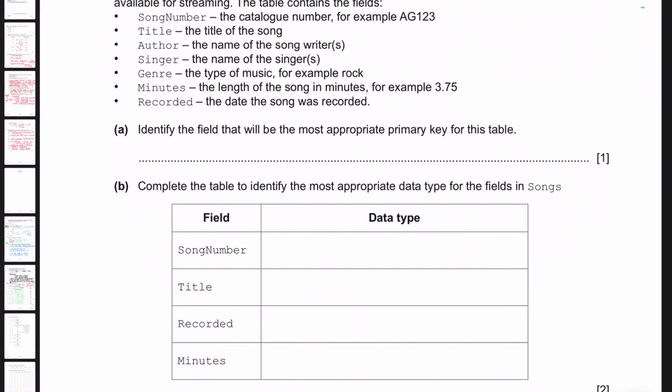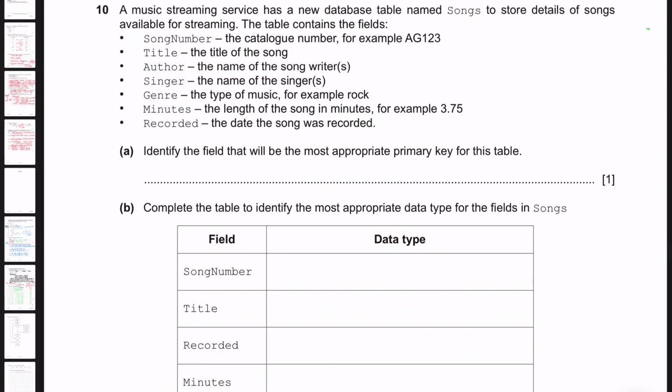Question 10. Okay, looks like we've got a little mini database here. A music streaming service has a new database table called Songs. That might be important. To store details of songs available for streaming, the table contains fields. Song number, which looks like it's going to be unique. Title, the title of the song. Author, the name of the songwriter. Singer, the person who sang it. Genre, the type of music, for example, rock. Minutes, the length of the song in minutes, for example, 3.75. And recorded, the date the song was recorded.